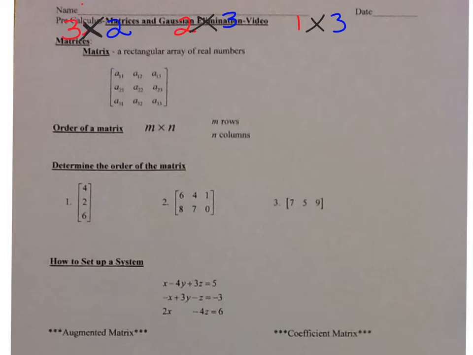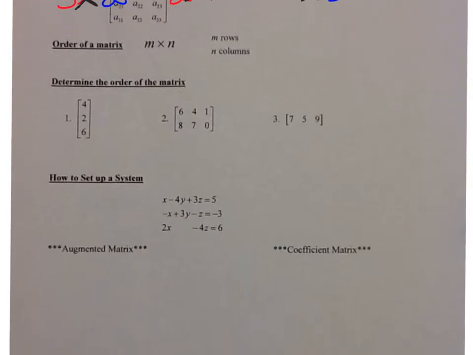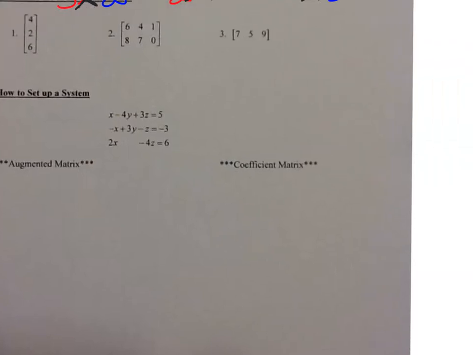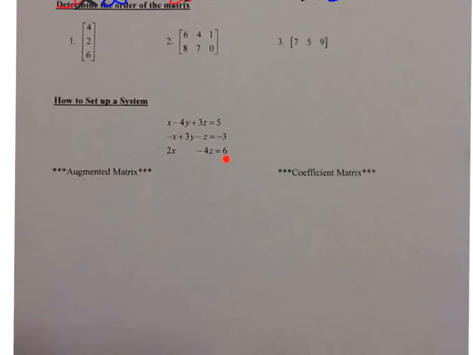All right, so let's take a look at the next part here. The next part says how to set up a system of equations. I have this system of equations here, and there are two different ways to set it up. One is an augmented matrix, and the other one is a coefficient matrix. An augmented matrix would be set up like this.